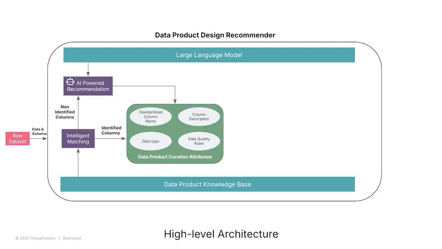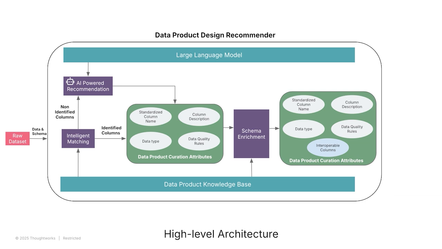And if we are not able to identify a match with the past data products, then it moves towards the AI-driven path, where the LLM is leveraged to generate the recommendations. Now what next? The schema enrichment part comes, where the knowledge base is leveraged to recommend additional interoperable columns to be added into the data product. So this system does not only look at what's in your data set, but it also tries to make it more usable across other data products in the wider data ecosystem.